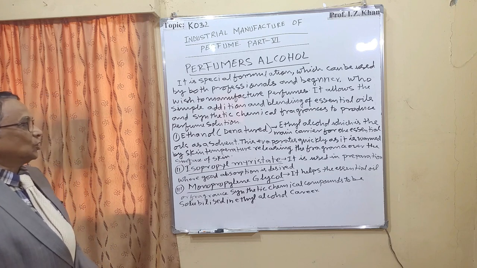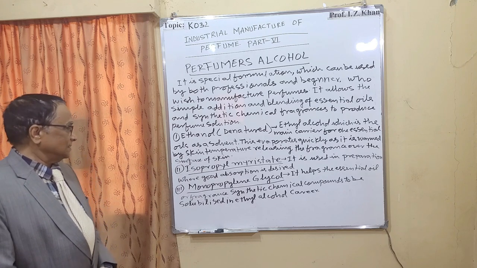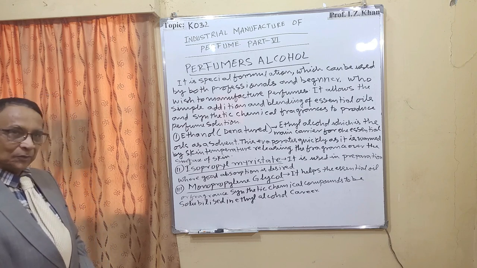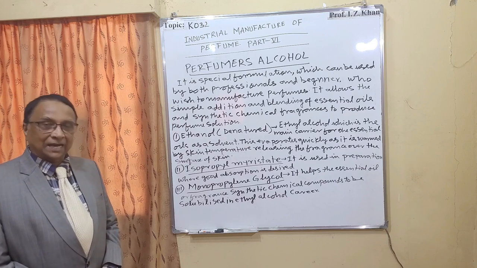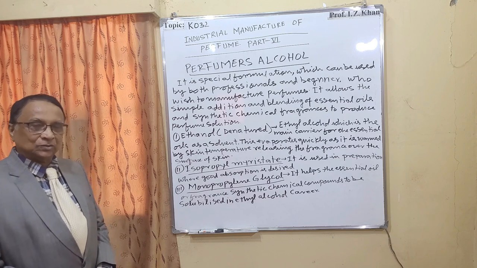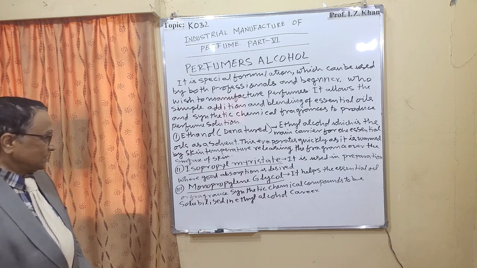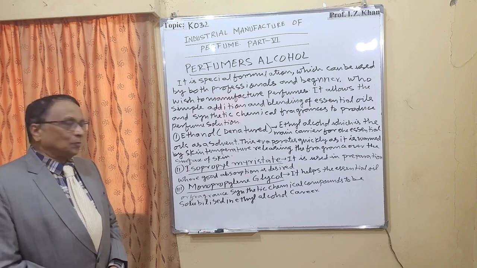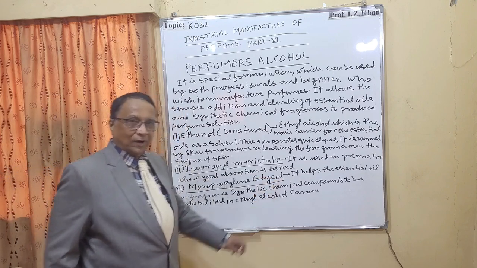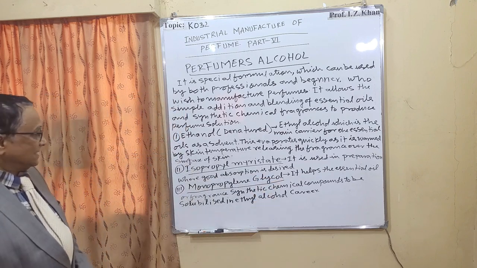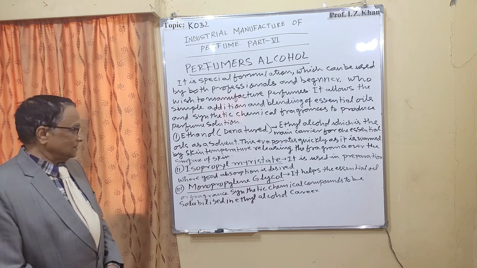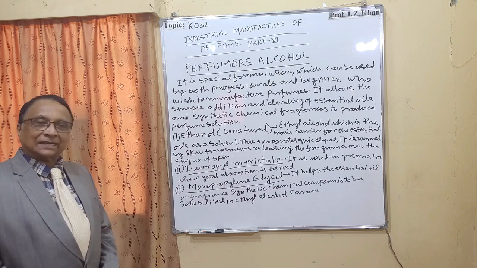Number two is isopropyl myristate. Isopropyl myristate is used in the preparation of perfume where good absorption is desired, where some of the essential oils are not highly soluble. The third one is monopropylene glycol. These all, the OL ending, means they are all alcoholic in form. It helps the essential oils or synthetic fragrance chemical compounds to be solubilized in ethyl alcohol as a carrier.